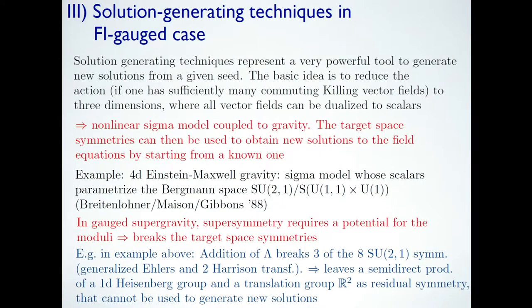So for instance, in the example that I just quoted, try to add a cosmological constant lambda to 4D Einstein-Maxwell gravity, and what happens is that of the 8 SU(2,1) generators, 3 are broken by the potential for the scalar fields, and these 3 correspond to what are called the generalized Ehlers transformation and 2 Harrison transformations, which are instrumental in generating new solutions from a given seed. And the residual symmetry is just a semi-direct product of a one-dimensional Heisenberg group and a translation group, R2. And this residual symmetry, unfortunately, cannot be used to generate new solutions.